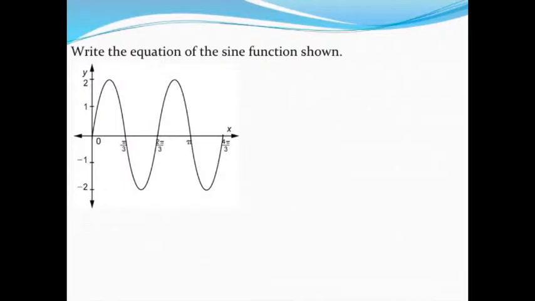To write the equation of this sine function, I'm going to first want to isolate one period of the function. This graph is showing me more than one period, more than one cycle, and so what I want to do is figure out where my graph begins to repeat from.